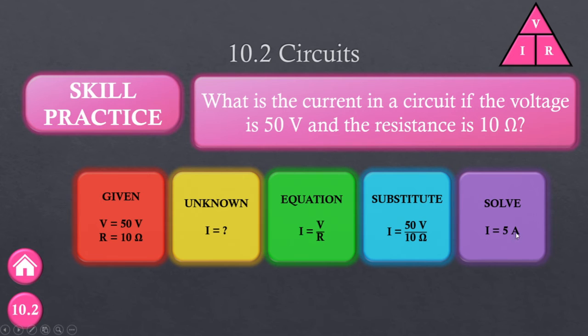But the unit for current is amperes. And it might seem strange, how do you get amperes out of volts divided by ohms? Well, the reason that works out is pretty complicated, so you just have to kind of take my word for it. Whenever we're solving for current, we should wind up with amperes.